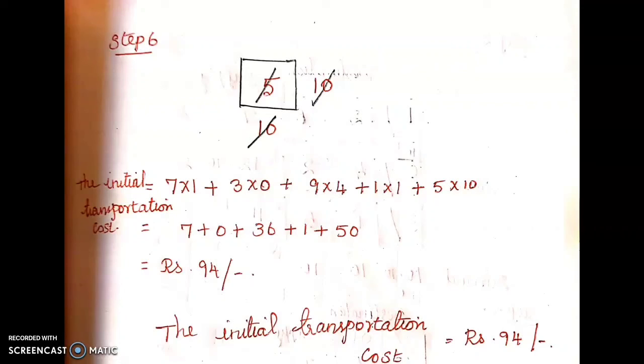So from source to destination, the initial transportation cost is rupees 94.